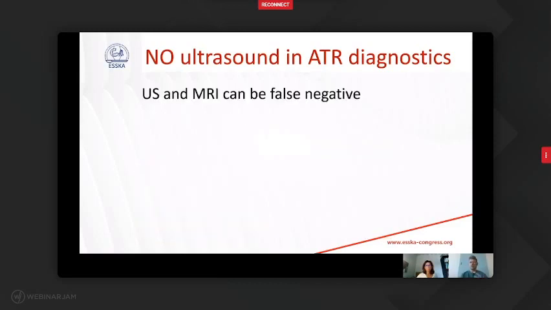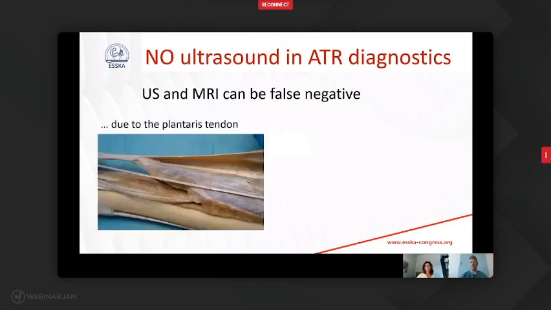The reason that you shouldn't use imaging is that ultrasound and MRI can be false negative, and I have seen far too many cases of patients who have had imaging and the doctors have then said that you do not have a full rupture, you have a partial rupture, and then treated them falsely.